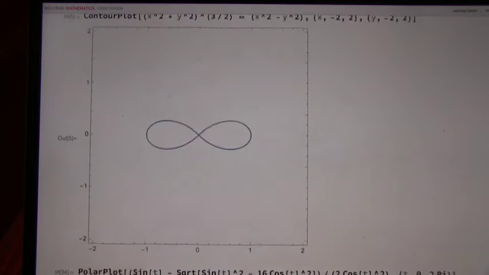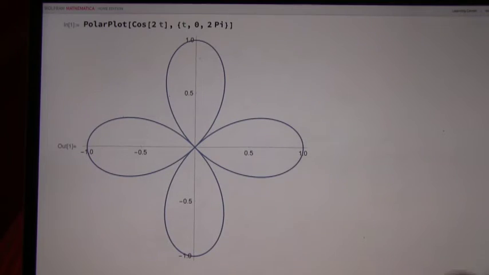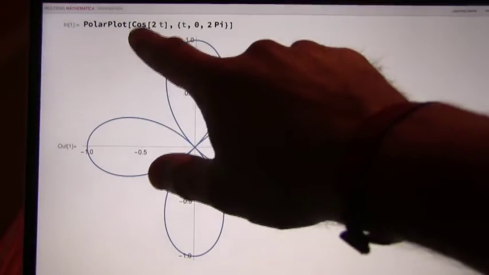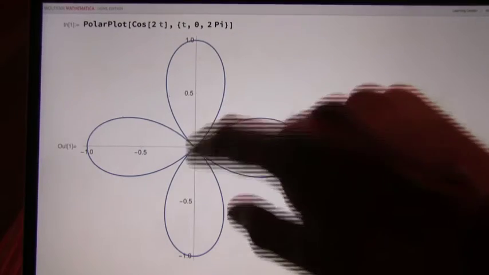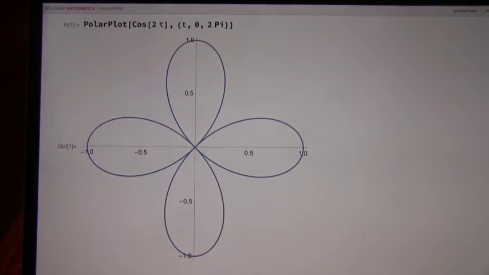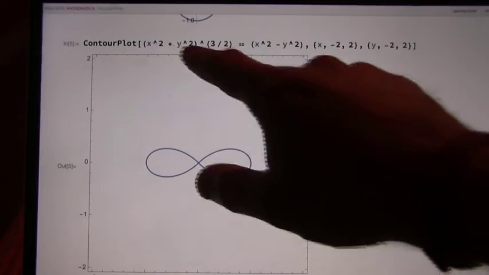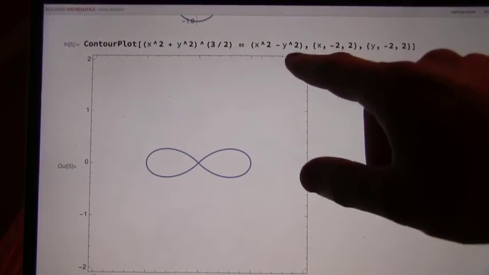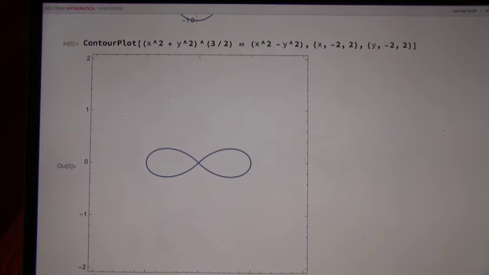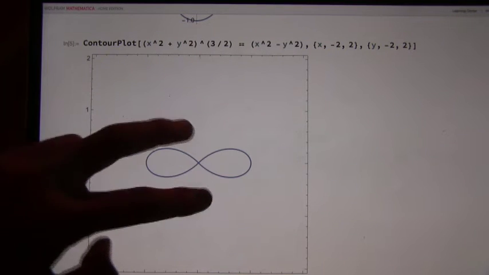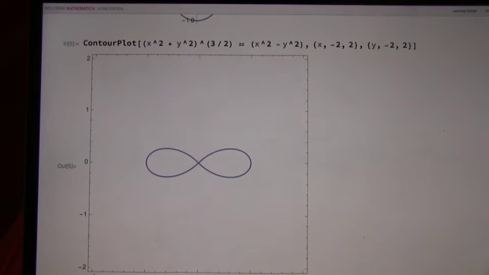So that's interesting. And then here we have the polar equation r equals cosine of 2t from 0 to pi. Yep. And then here we have the equation x squared plus y squared to the 3 halves equals x squared minus y squared. So what's the problem? So we're not getting the other side of it. We're not getting the 2 that are up here. Okay, so what do you think I need to do to get it to do that? So maybe plus or minus?